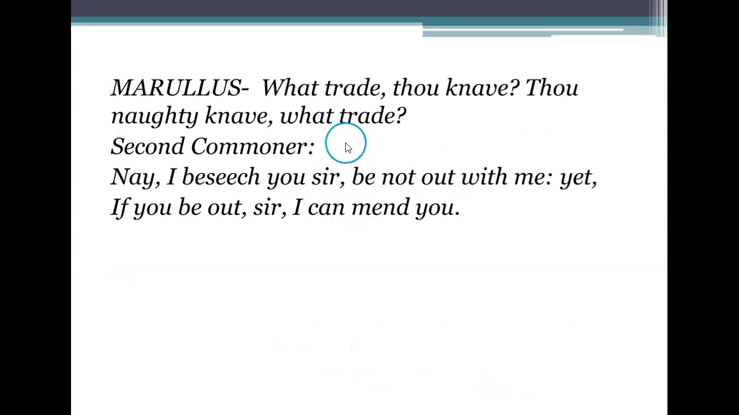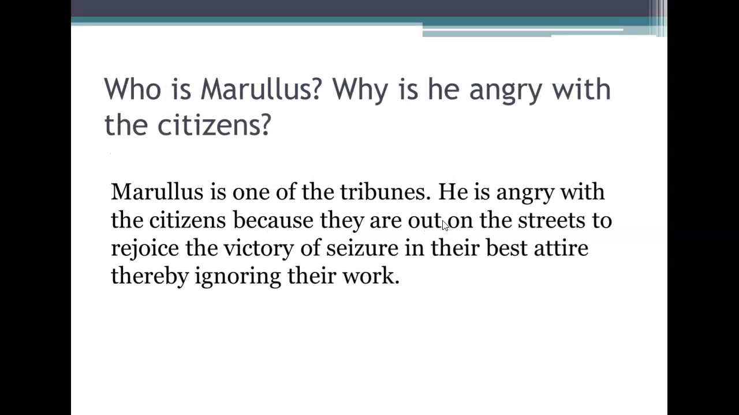Now this is the second question. The passage is given there. Marullus: What trade, thou knave? Thou naughty knave, what trade? Second Citizen: Nay, I beseech you, sir, be not out with me. Yet if you be out, sir, I can mend you. Now that was the passage. Let's go through the question answers.